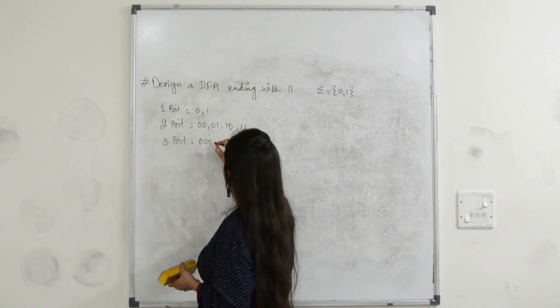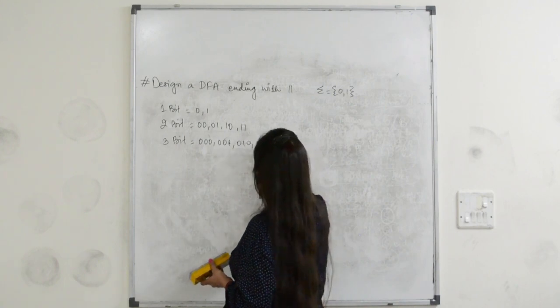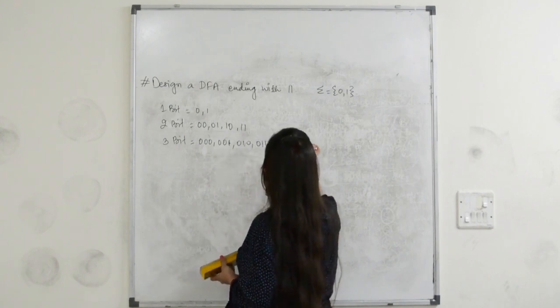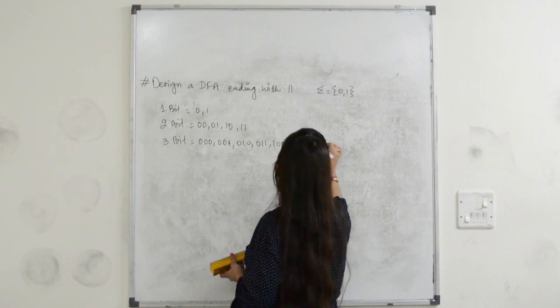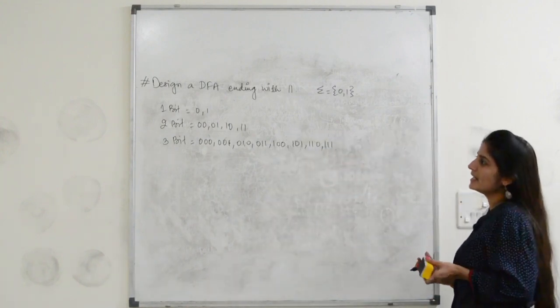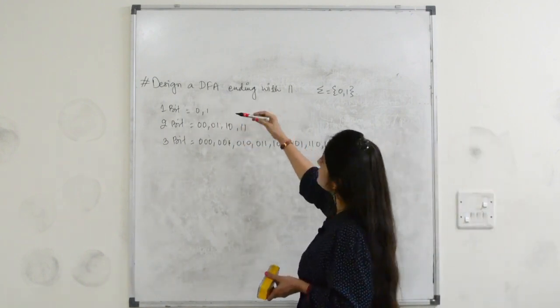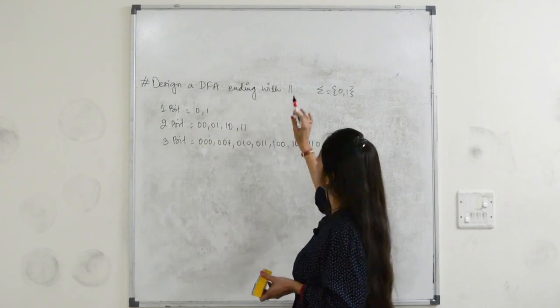3-bit strings are 001, 010, 011, 100, 101, 110 and 111. So this is the better idea of how you can select the strings. Now find out the strings which need to be selected. Design a DFA ending with double one.